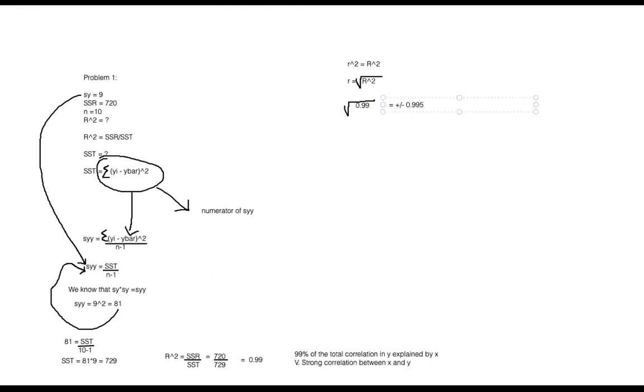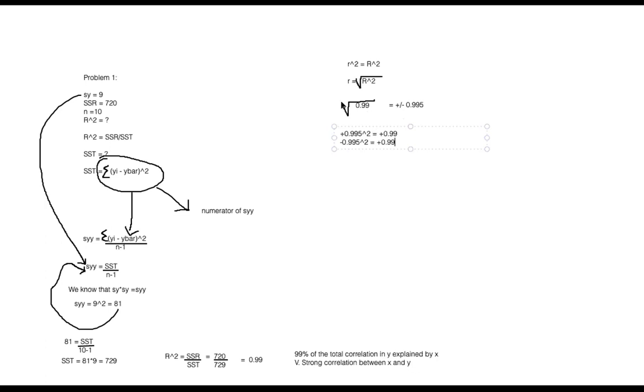The reason why you have to put a plus or minus is that if you take positive 0.995 and square it, you'll end up with positive 0.99. And if you take negative 0.995 and square it, you'll also end up with positive 0.99. Right? Doesn't matter whether it's a positive Pearson's R or negative Pearson's R. If you square it, you will end up with the same R squared value.